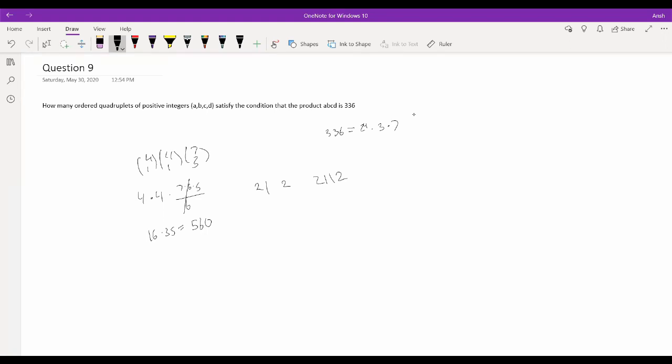So if it were an unordered group, we would not be able to use stars and bars. Or if we were splitting up distinct objects, so let's say different colored pens among 4 people, we would also not be able to use stars and bars.